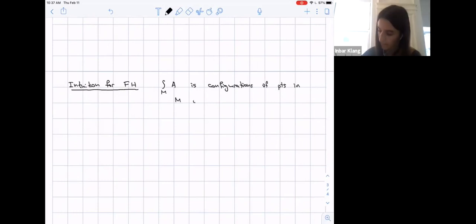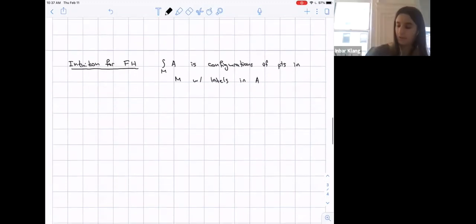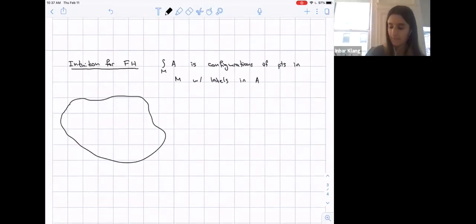And the way I like to think of it is that the factorization homology of M with coefficients in A is configurations of points in M with labels in A. So you can think if this is your manifold M, then you've got a bunch of points in it, and they are labeled by elements of the algebra A.